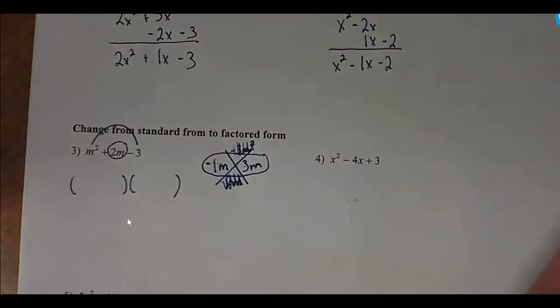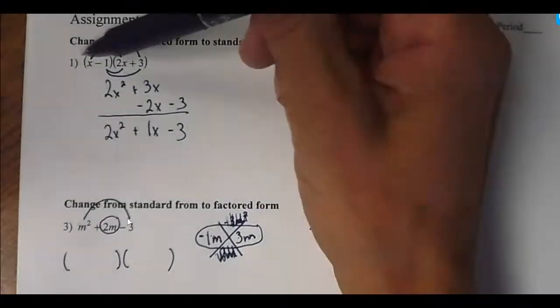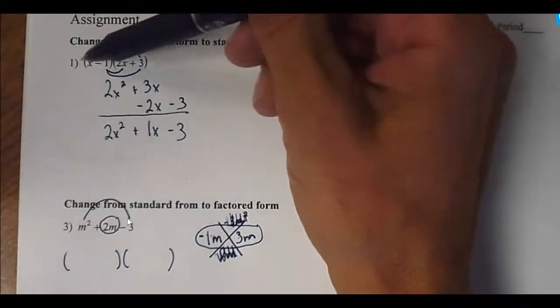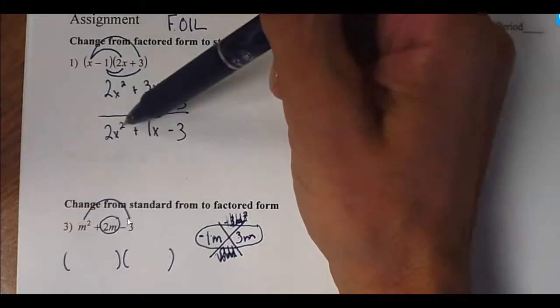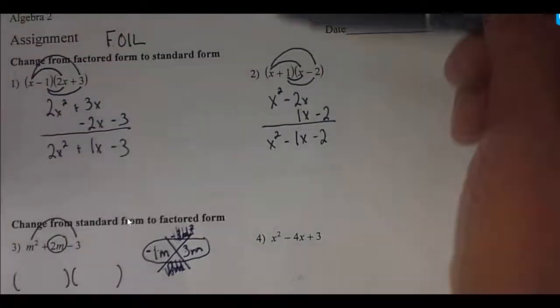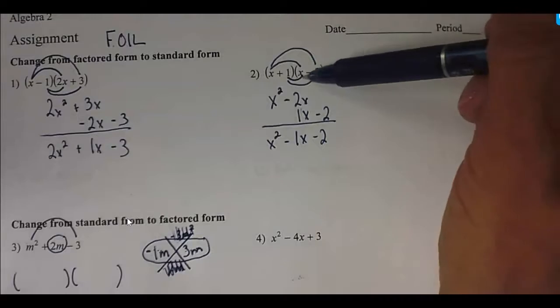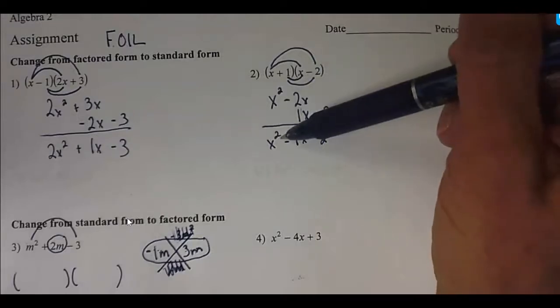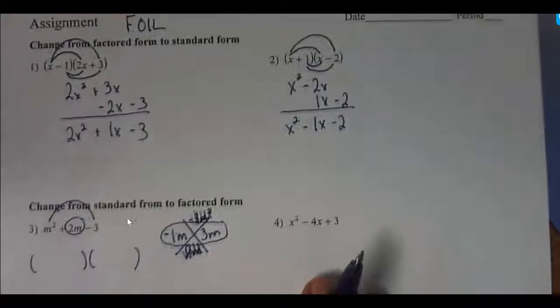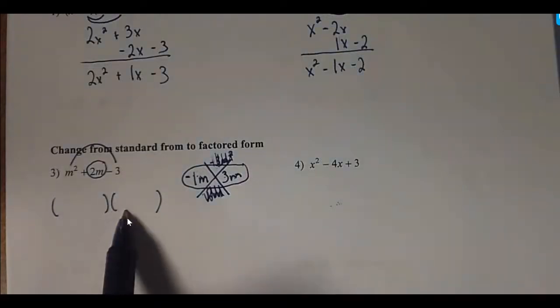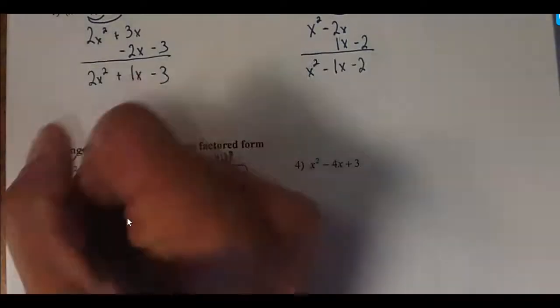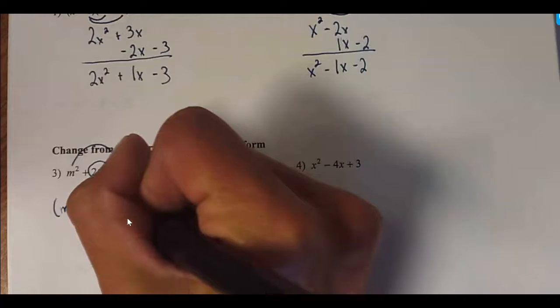So we're going to start to see who were the neighbors that met. Just to remind you, when x met 2x, so when this first term met this first term, we got the first term of our standard form. That's what we're going to go through first. Who would have to meet to make m squared? That will just be an m and an m.